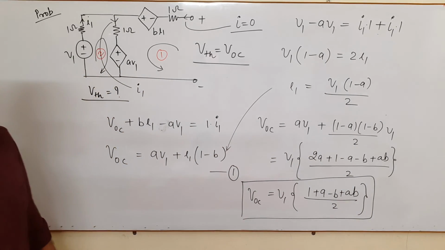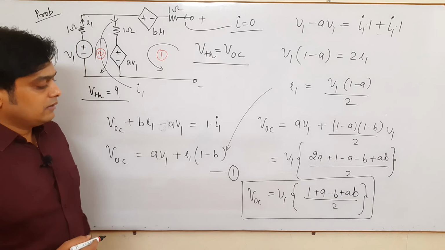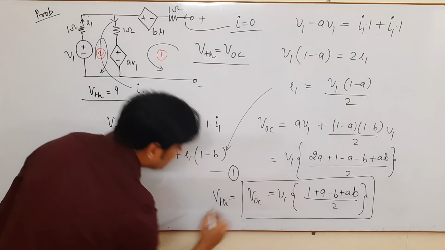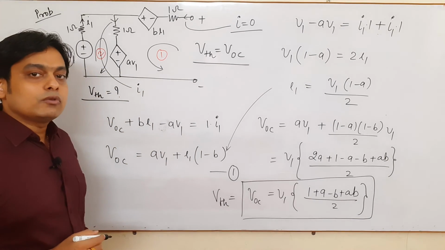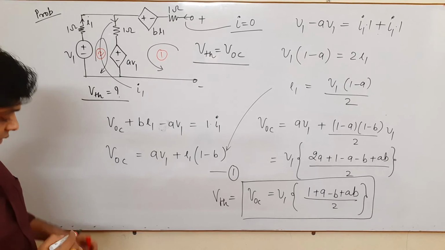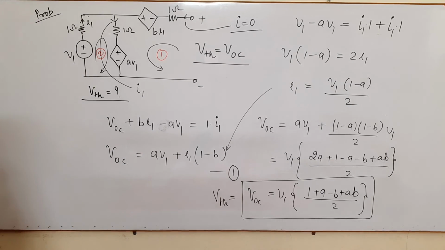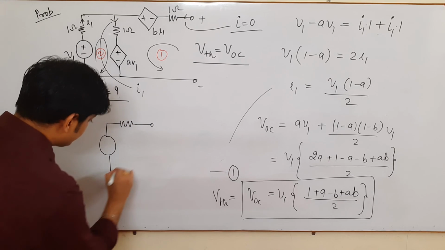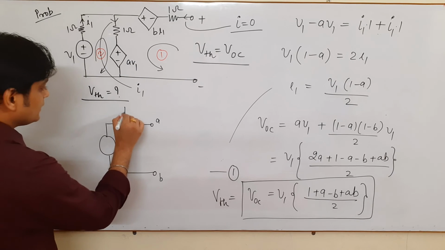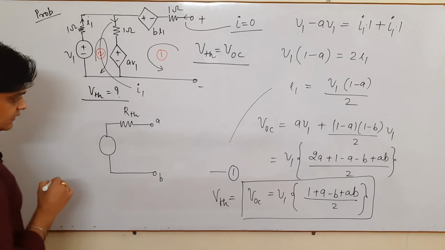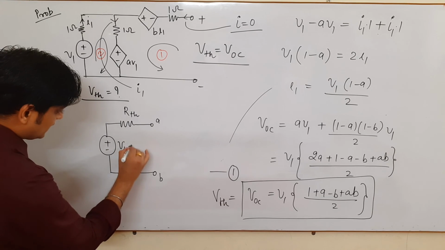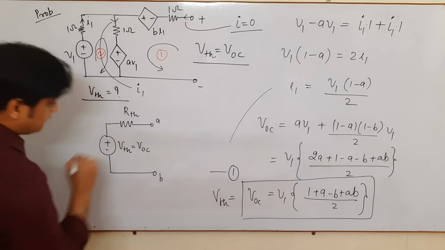So yes, we have found VOC, that you also say is your VTH, that is Thevenin's voltage. Why? Because it is an open circuit voltage, so it is a Thevenin's voltage, and one can find the value of RTH also. So can we draw an equivalent circuit here? So this was your terminal AB. Now this is your Thevenin's resistance RTH, and here is the voltage, that is VTH, which is basically VOC.